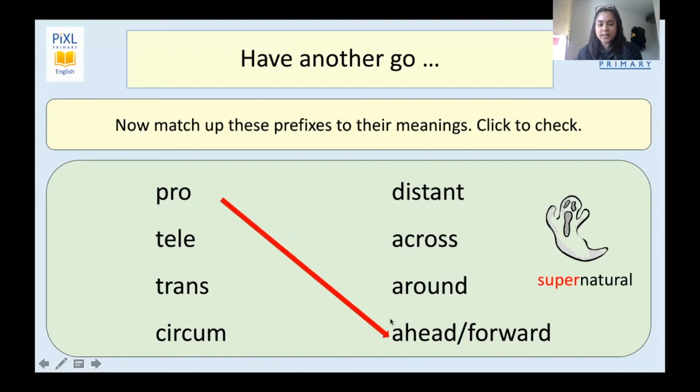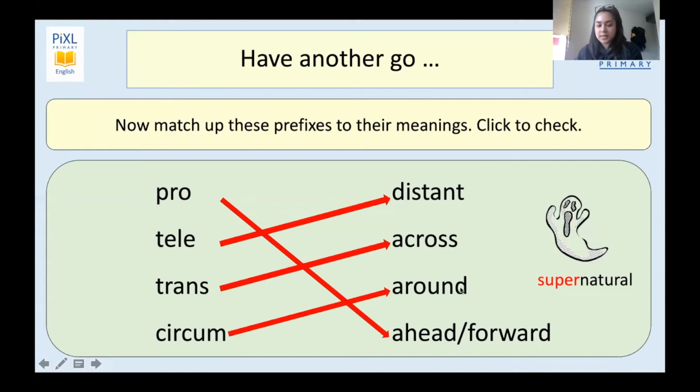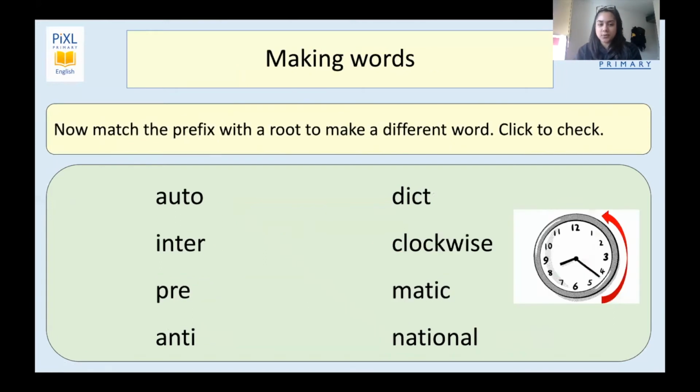Okay, so pro meaning ahead / forward, tele meaning distant, trans meaning across, and circum meaning around. Like how we have a circumference which goes around the outside of a circle.